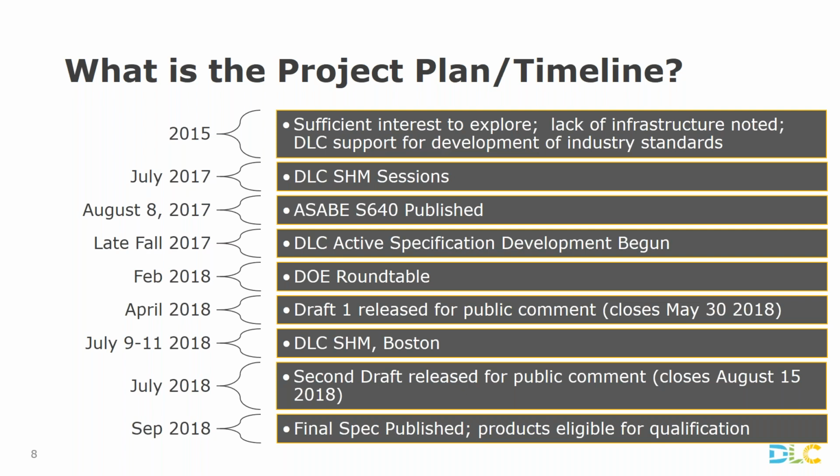Now, because this is so technically interesting, you might say, we are definitely planning for two rounds of draft commentary. The first one's a 45-day comment period. The second draft and comment period will be a shortened 20 or 25-day comment period that closes in the middle of August in 2018. We're aiming to have the final specification published in September of this year and have products available for qualification right away.